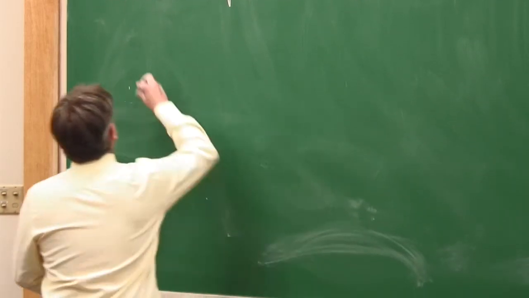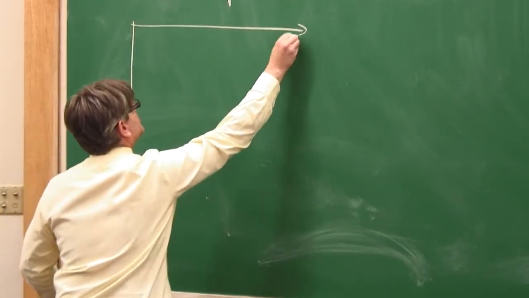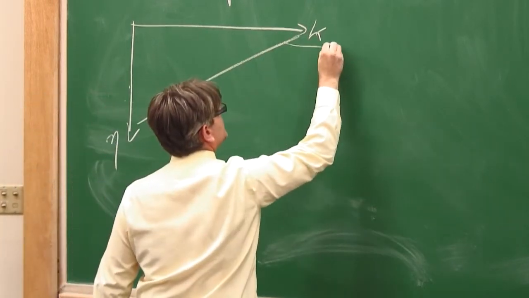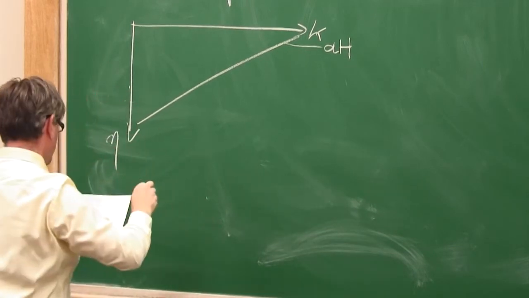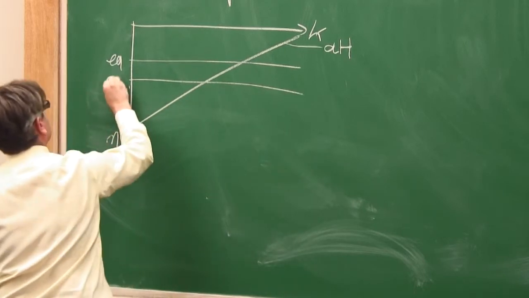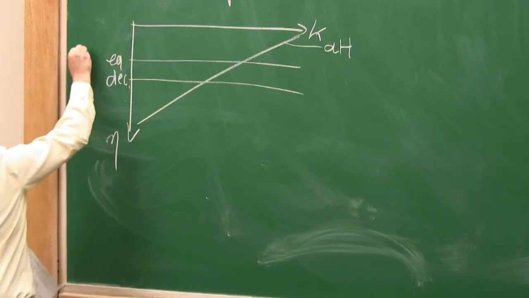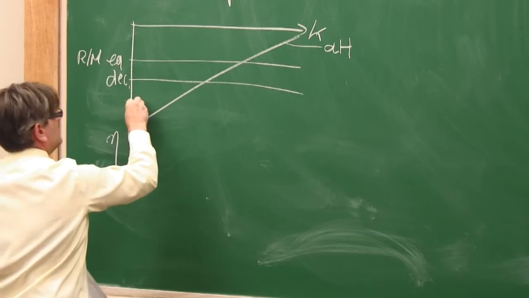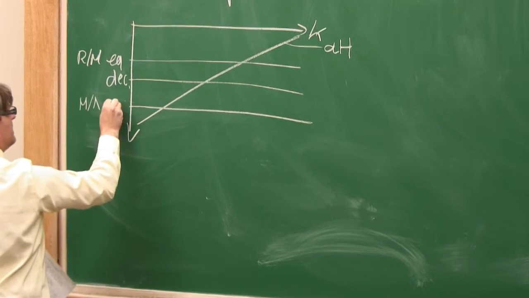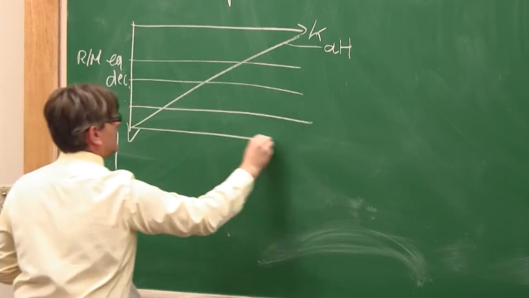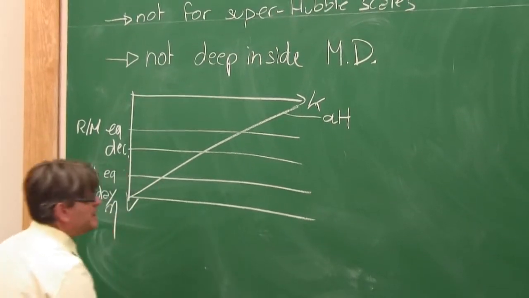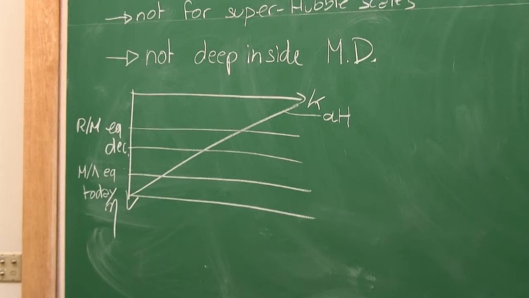We can draw it here. As usual, we have eta, we have k, we have Hubble crossing, equality, decoupling. This is radiation matter equality. Then I'm going to show also matter lambda equality if we are in a lambda CDM model, and today. And I'm going to highlight the regions in which the metric fluctuations are non-static.